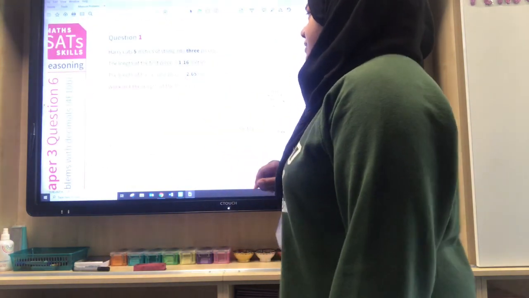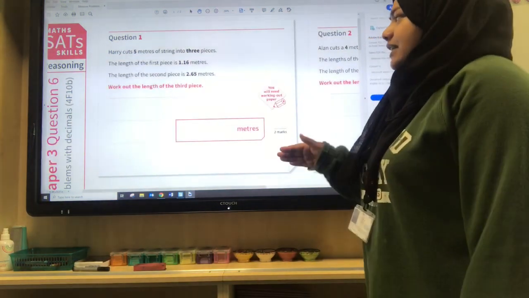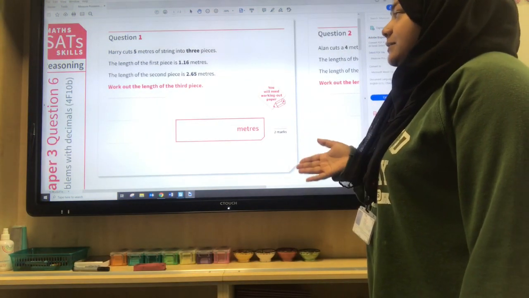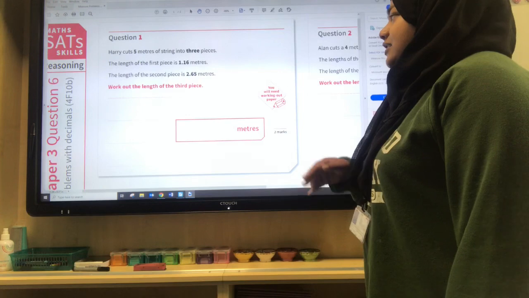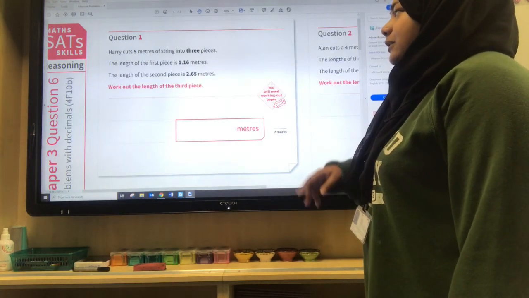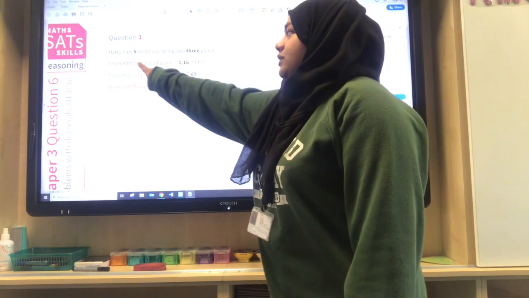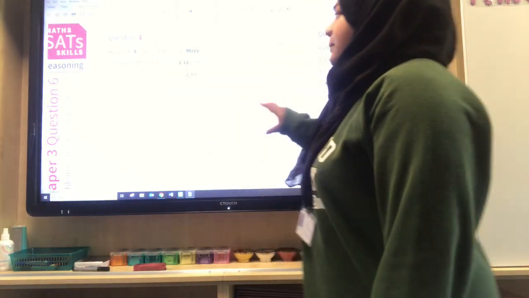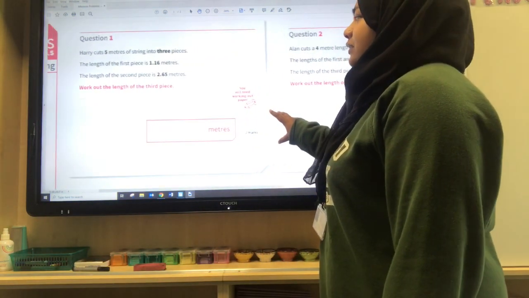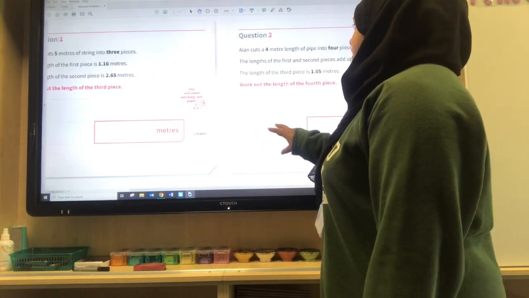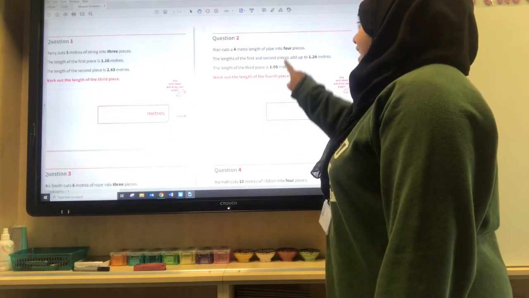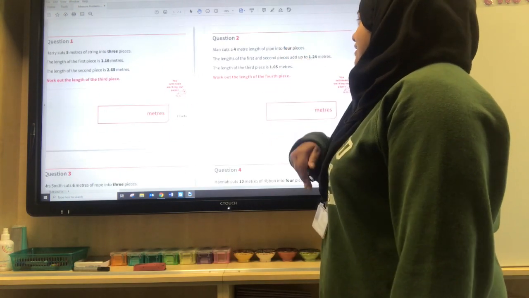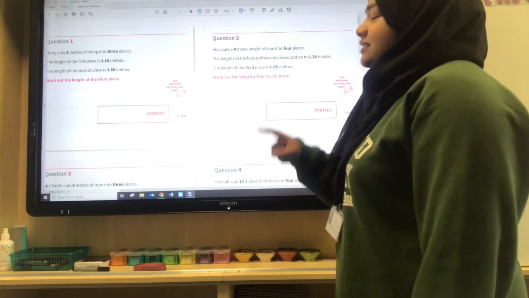Harry cuts 5 metres of string into 3 pieces. The first length is 1.16 metres. The length of the second is 2.65 metres. Work out the length of the third. So you'll see that in all 8 questions the original length of the string does differ. Okay? And also how many pieces he cuts it into. So please read the questions carefully.